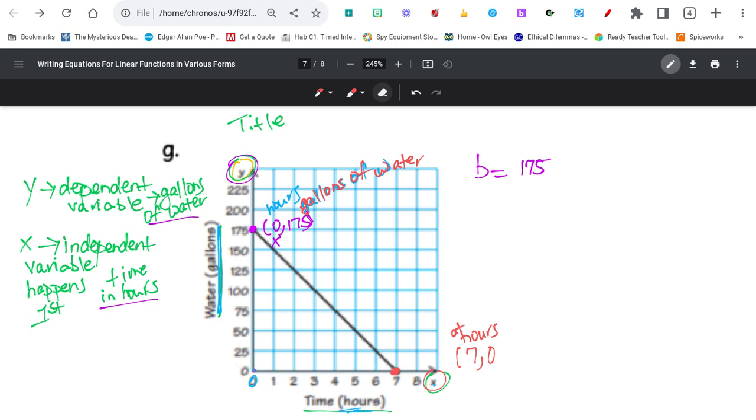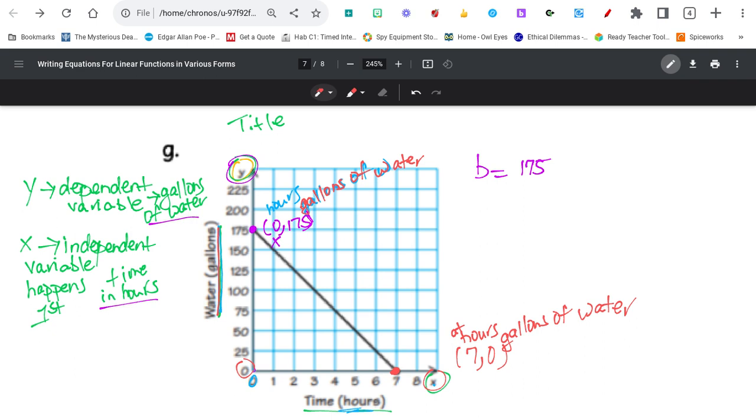So that ordered pair is (7, 0). Let's talk about what that means. That means at 7 hours, there is 0, because that's your y, and your y is referring to gallons of water. There is 0 gallons of water in the container. So I just want to break down how to read these points first, okay?